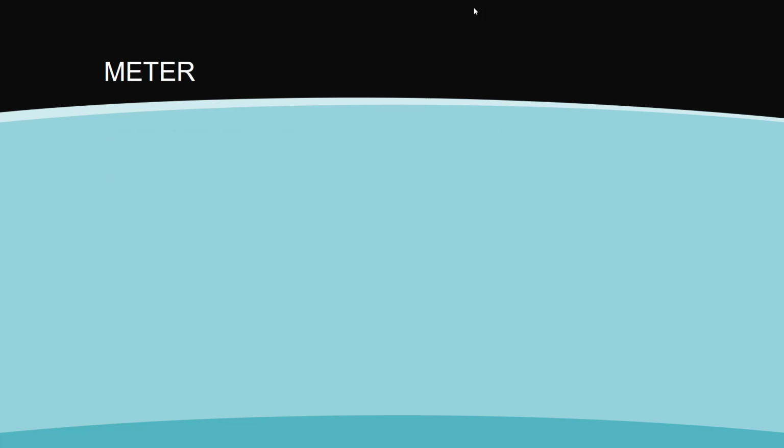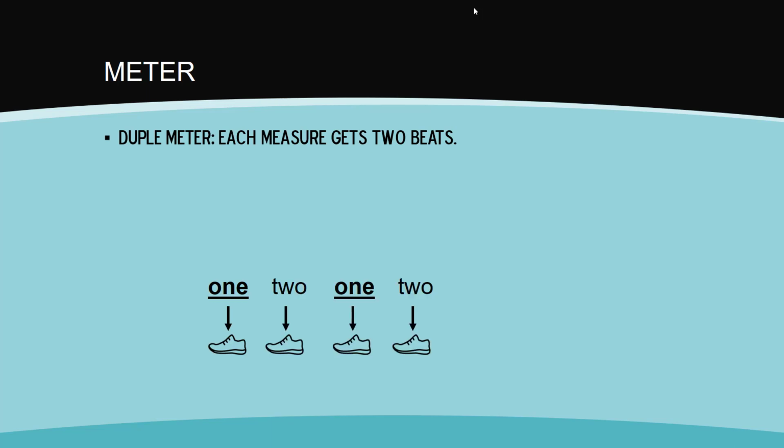Western musical meters can be duple, triple, or quadruple. If music is in a duple meter, it means that each measure gets 2 beats, and that the first beat is more accented than the second. Remember that a beat is the thing that you tap your foot to. Duple meter would be counted like this: 1, 2, 1, 2, 1, 2.